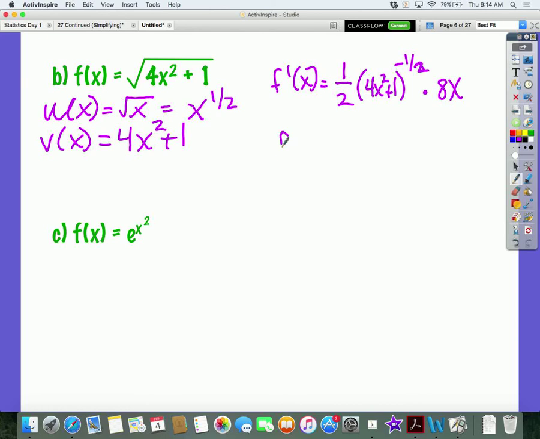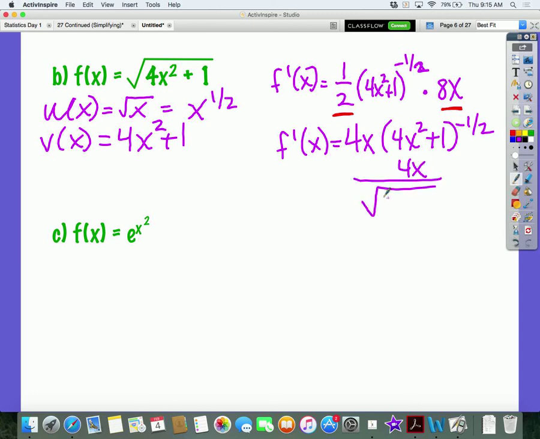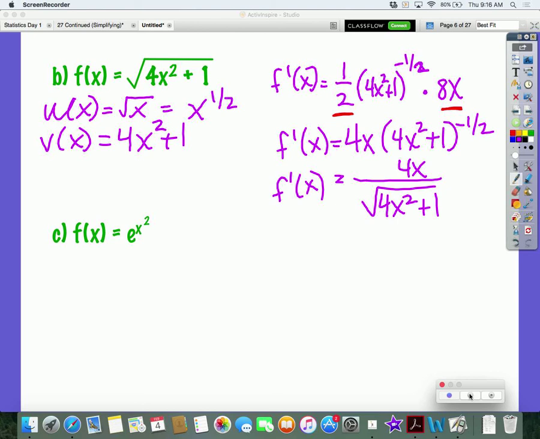So then to simplify that, what things am I going to multiply to simplify this? Manny? 1/2 and 8x. So what's half of 8x? 4x. And I can't leave my exponent negative. How do I make it positive? Put it in the bottom and square root. And that's your derivative. So even like the baby functions.